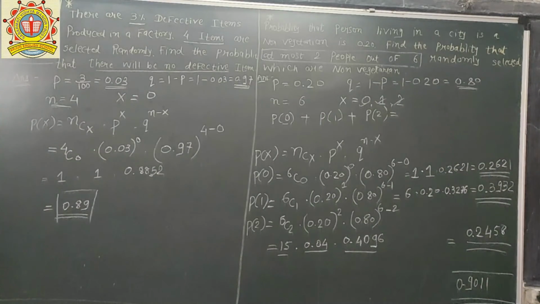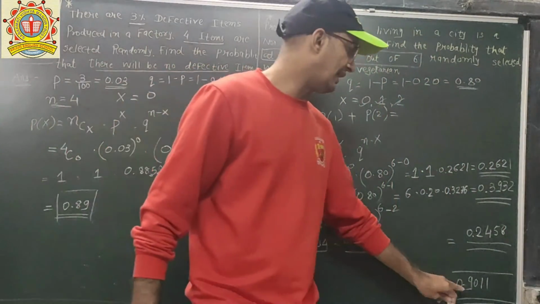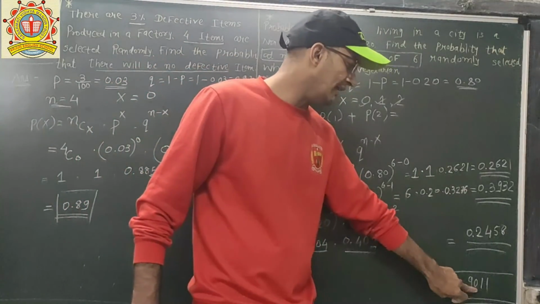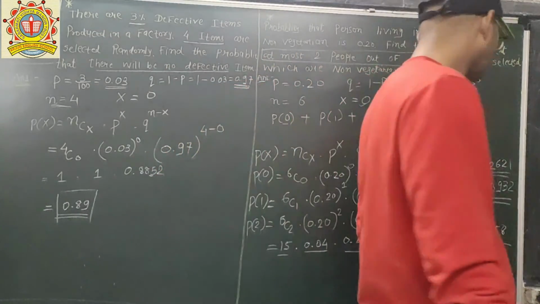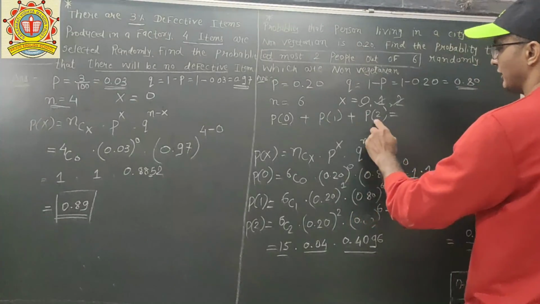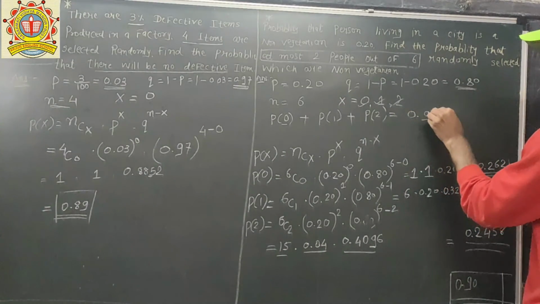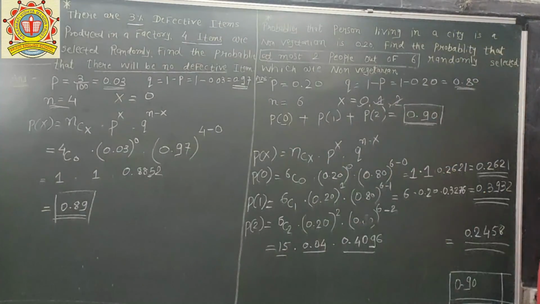The answer is 0.9011. But you know very well that after the point there are only two decimals, 9 and 0. If the third decimal is more than 4, then we have to add to the second decimal, but here the third decimal is less than 4. So the answer is 0.90. Now we can say that P of 0 plus P of 1 plus P of 2, the final answer is 0.90. Here is the formula and its calculation.